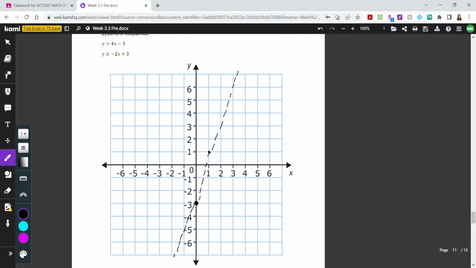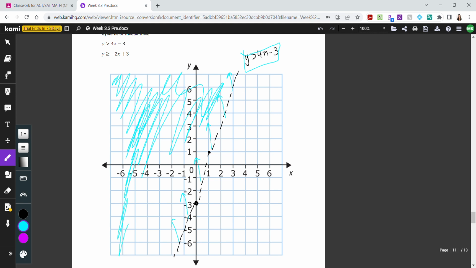So this is going to be y is greater than 4x minus 3. And now I am going to quickly shade this region, right? So I know that all my values are going to be on top or above the line. So that means all my values are going to be, as you can see, around here. Let me just quickly shade that. There we go.